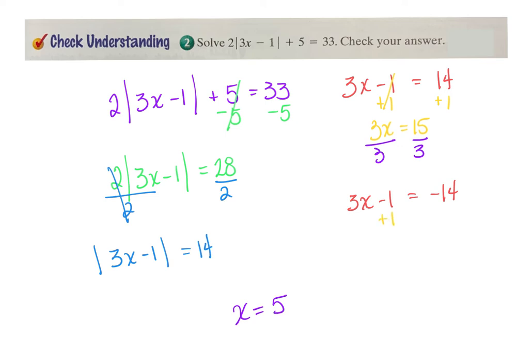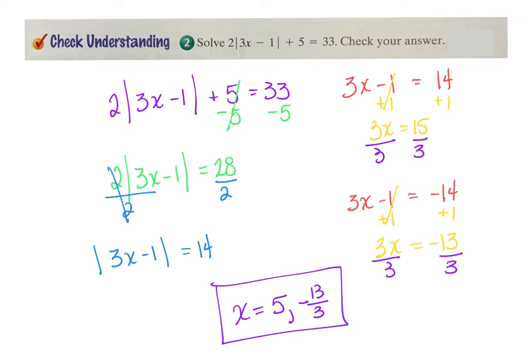Same thing for the second one. Add your 1. 3x equals negative 13. Divide by that 3. My other answer will be x equals negative 13 over 3. And those should be your answers for this one.